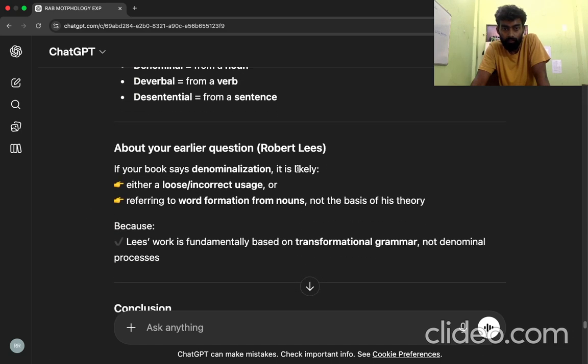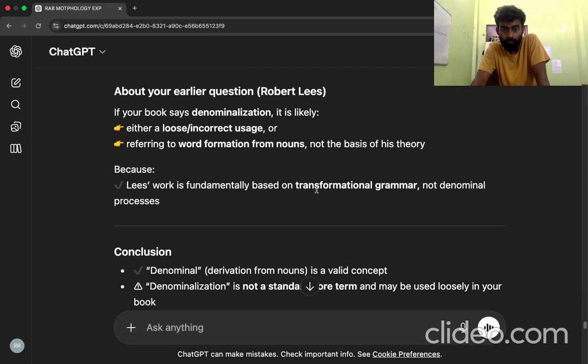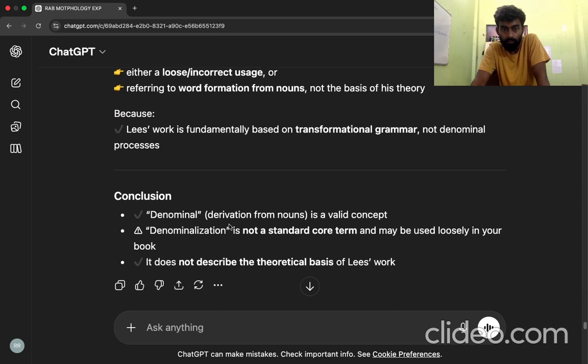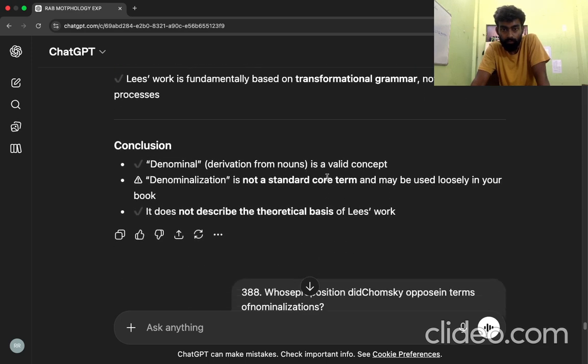About your earlier question, Robert Lees: if your book says denominalization, it is likely either loose or incorrect usage, or referring to word formation from nouns, not the basis of his theory. Because Lees's work is fundamentally based on transformational grammar, not denominal processes. Conclusion: denominal derivation from nouns is a valid concept. Denominalization is not a standard core term and may be used loosely in your book. It does not describe the theoretical basis of Lees's work.